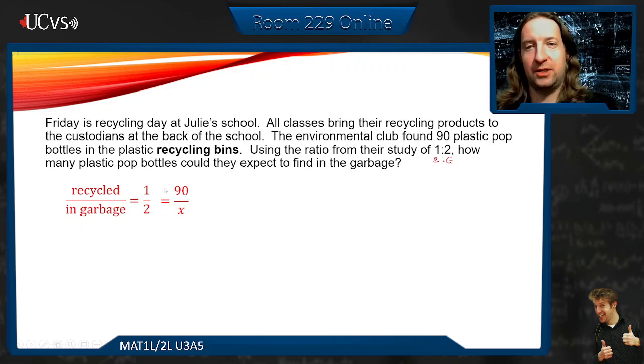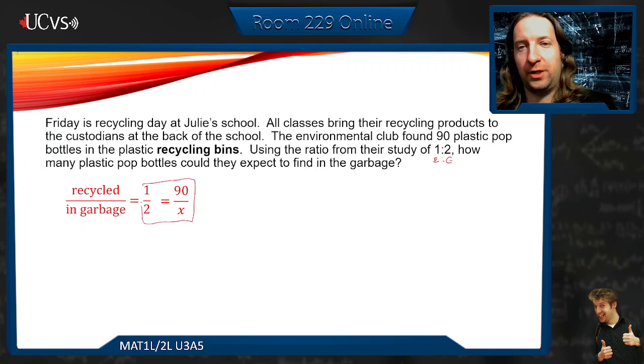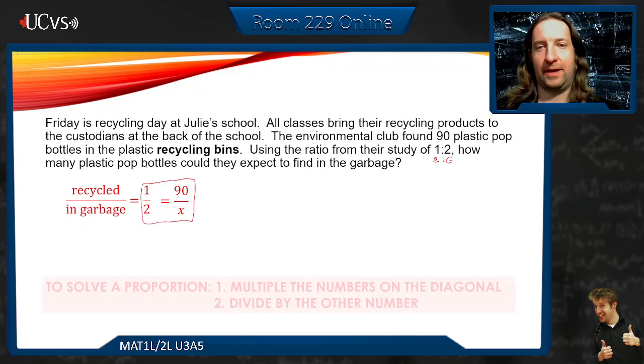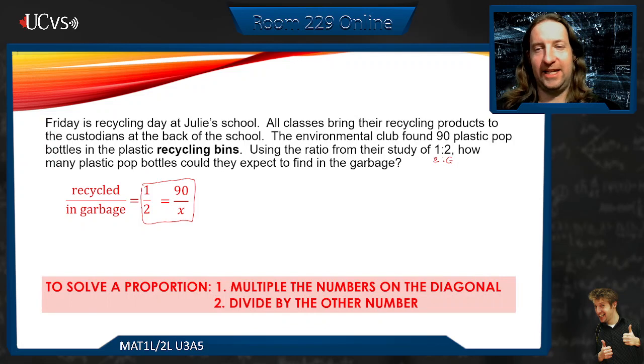So we have this proportion, right? And we now have to solve that. And remember, we have our technique for solving proportions. We multiply along the diagonal, and then we divide. We multiply first along the diagonal, and then we're going to divide by that third number. So our unknown, how many plastic bottles in the garbage, is going to be equal to 2 times 90. That's along the diagonal, and then divided by 1. So it works out to 180.